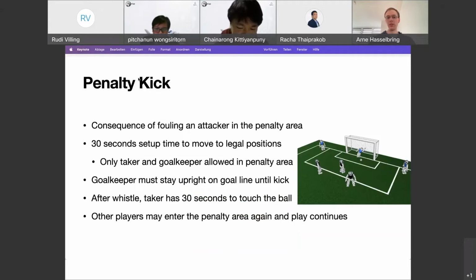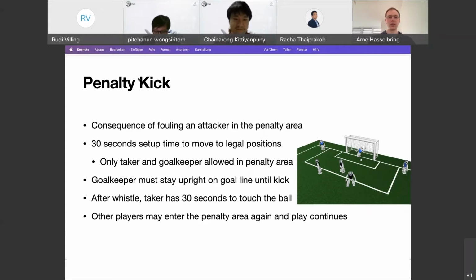Then one of the main uses of the penalty area is the penalty kick. So since the introduction of free kicks in recent years, one of the strange things was that you could have a penalty kick in 10, maybe half a meter from your goal line away, and that wasn't very realistic. So by introducing the penalty area, we can now have a penalty kick when a foul happens in the penalty area. And the procedure is a bit different than other free kicks because there's a setup phase.